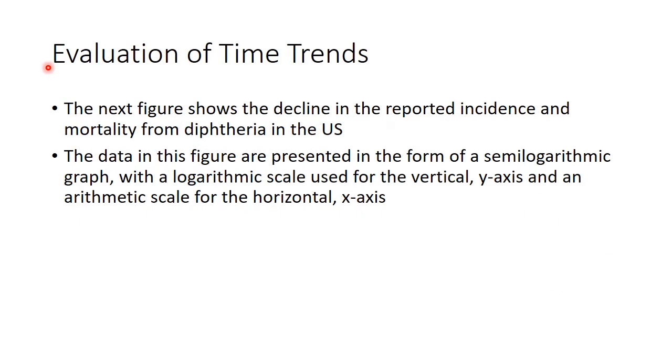So in the next figure here, we're going to be looking at the decline of reported incidence and mortality from diphtheria in the U.S. And you're going to notice on the next slide that the y-axis is going to be on a logarithmic scale, and the x-axis will be on more of an arithmetic scale.